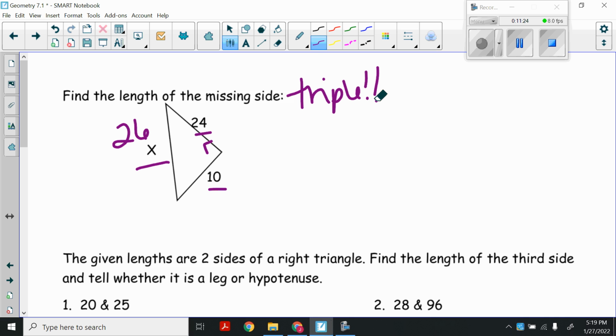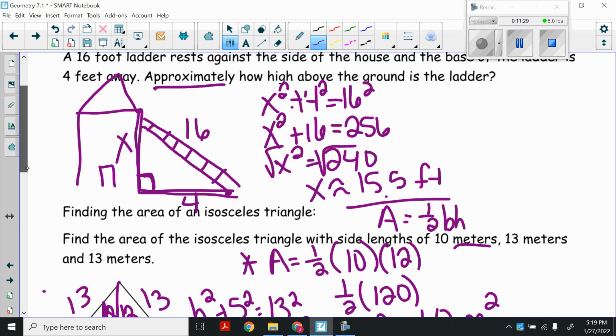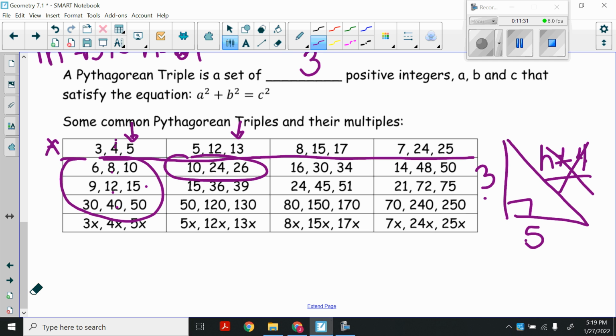So it's nice to memorize some of these triples. The most common ones are, again, back on this chart, the top row: 3, 4, 5; 5, 12, 13; 8, 15, 17; 7, 24, 25; and then also the second row: 6, 8, 10; 10, 24, 26; 16, 30, 34; 14, 48, 50.